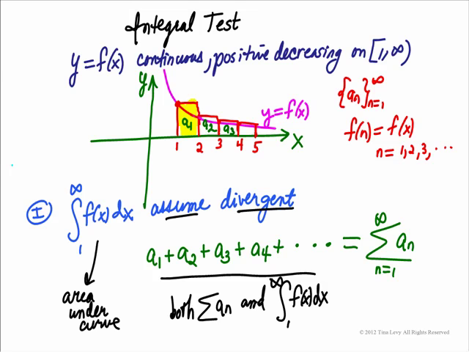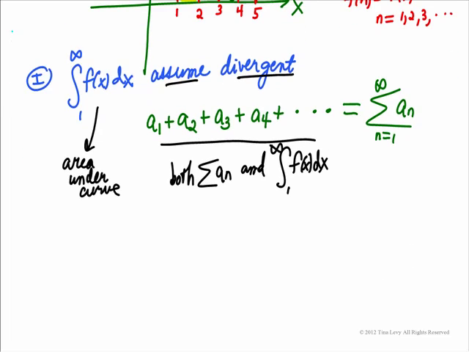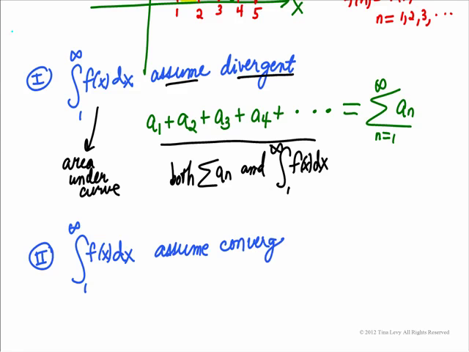We're going to do the second example. Let's suppose that the integral from 1 to infinity of f of x dx, the area under the curve, is convergent. I'm going to create a different picture for this.